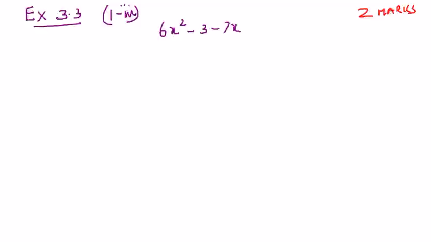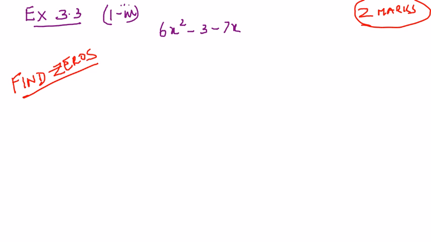Exercise 3.3, the first sum, third subdivision is a 2-mark sum. So given a polynomial, you have to find the zeros and also verify the relationship between the zeros and the coefficients. So the first step that you have to do is you have to find the zeros. So how will you find the zeros?